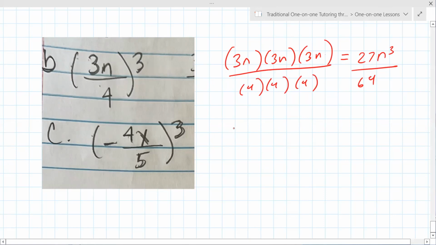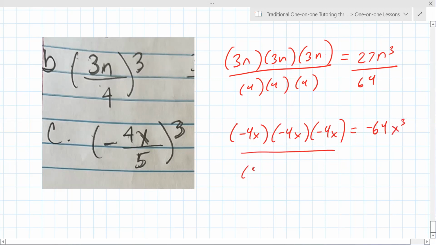This one, letter C, minus 4x times minus 4x times minus 4x. Minus 4 times minus 4 times minus 4 is minus 64. X times x times x is x cubed. And then on the bottom here, it's the same thing: 5 times 5 times 5, which is 125. Okay, I was way off.